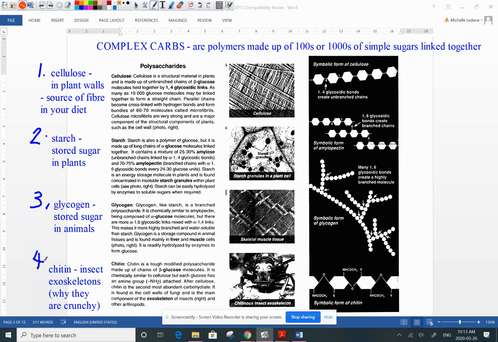And there's another, fourth polysaccharide or complex carb called chitin. And insect exoskeletons have this. That's why when you step on them, or if any of you are brave enough to have eaten a cricket, that's why they're crunchy, right? They have this insect exoskeleton, the outside part of their body, and this is a complex carb, a complex sugar.